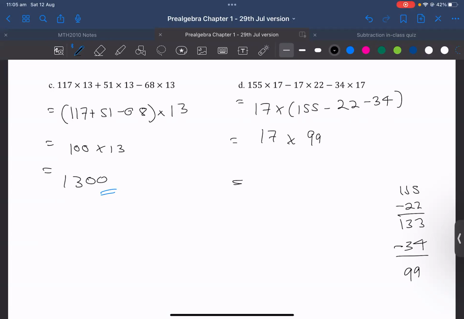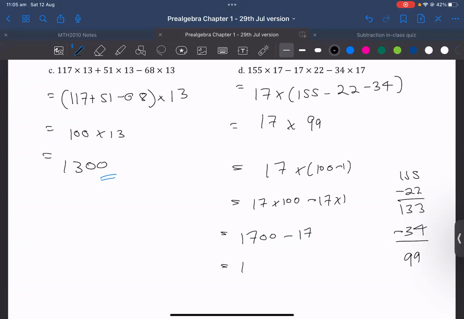If I said no long multiplication, what would you do? 17 times 100, then minus 17. 17 times 100 minus 1. Yeah, exactly. You get 17 times 100 minus 17 times 1, which is just 17. And you just do 1700 minus 17. That's 1683. And that is our answer for D.